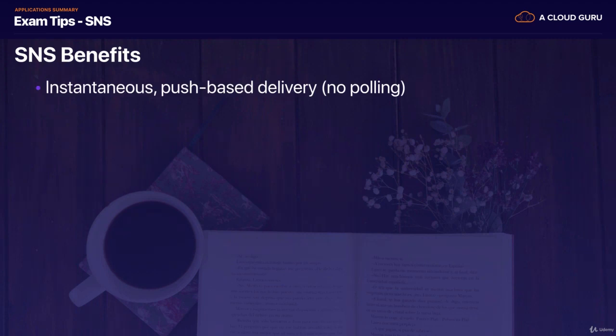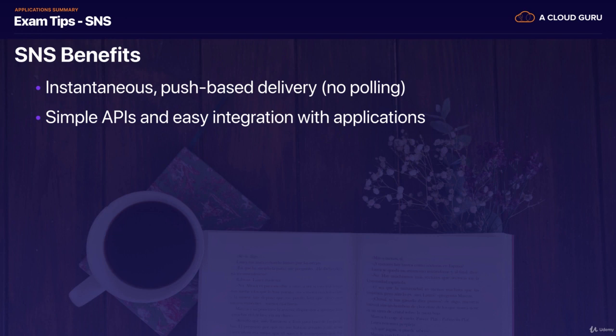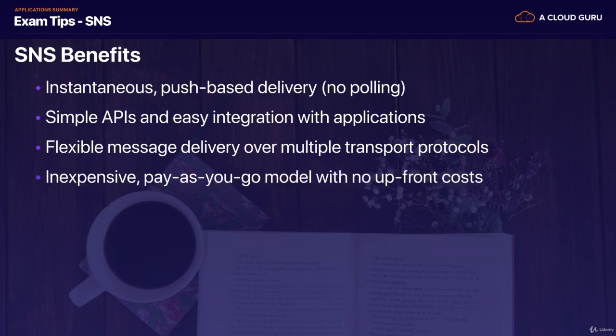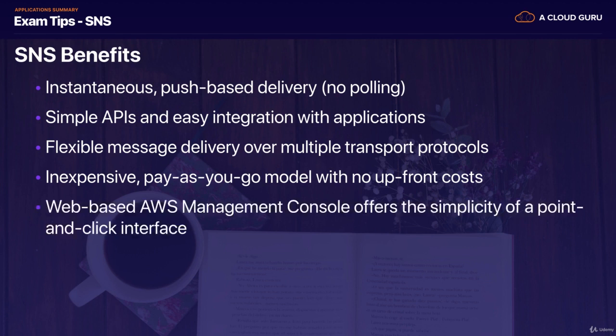So it's instant push-based delivery. So there's no polling like with SQS. If you want pull-based, you're going to go for SQS. If you want push-based, you're going to go for SNS. It gives you simple APIs and easy integration with applications. You get flexible message delivery over multiple transport protocols. It's an inexpensive pay-as-you-go model with no upfront costs. It's a web-based AWS management console, offering the simplicity of a point-and-click interface.